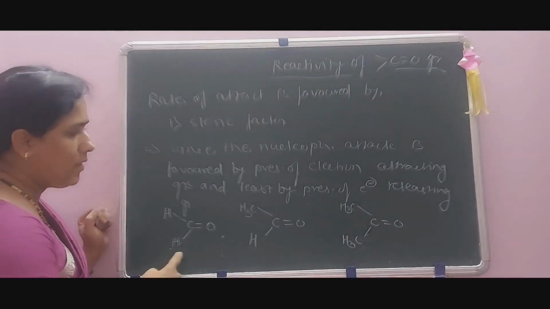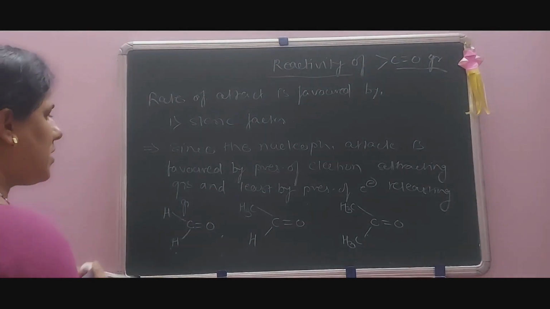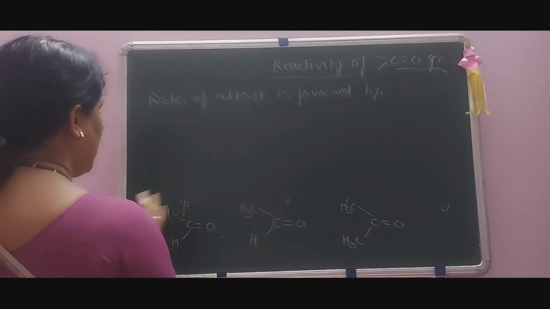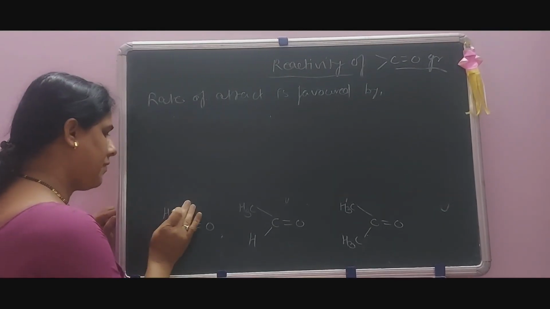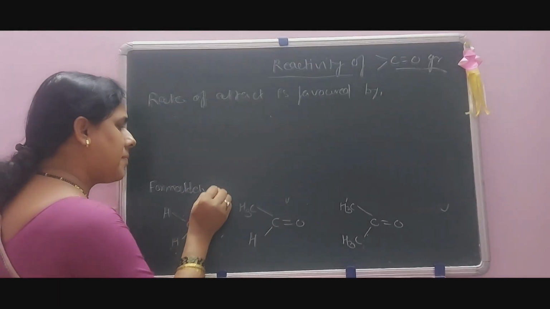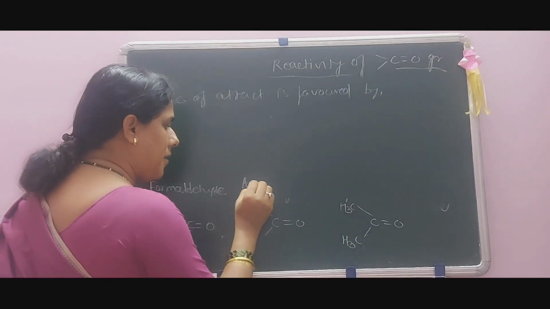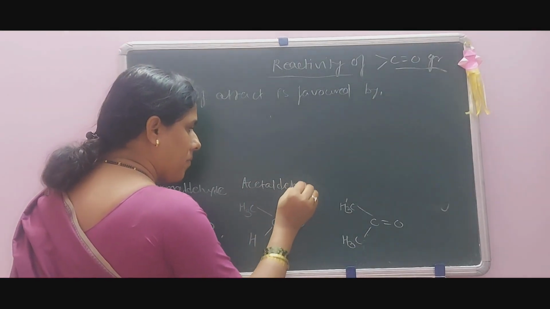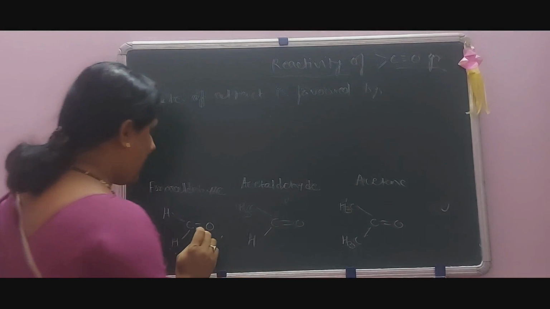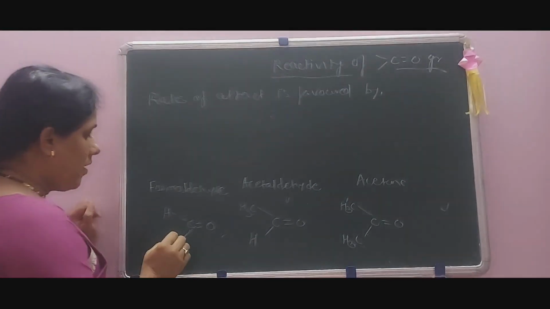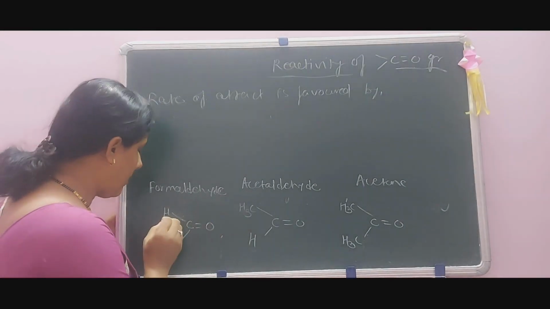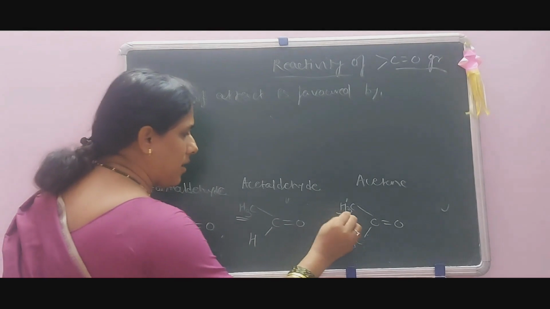Now, in these three examples, one point to be noted is the steric factors. First this is formaldehyde, this is acetaldehyde, and this is acetone. As far as the structures are concerned, the number of groups attached to the divalent carbonyl group differs. Here the first has H, and here are alkyl groups, here alkyl groups.